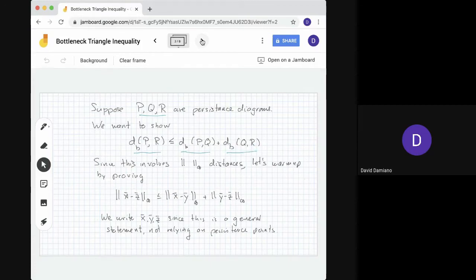Since this involves the infinity norm distance, let's warm up by proving the triangle inequality for the infinity norm distance. So I'll write this in terms of x, y, and z. It doesn't matter that they're persistence points. This is just about infinity norm distance in the plane. Okay, so we want to show the infinity norm distance between x and z is less than or equal to that between x and y, plus that between y and z.